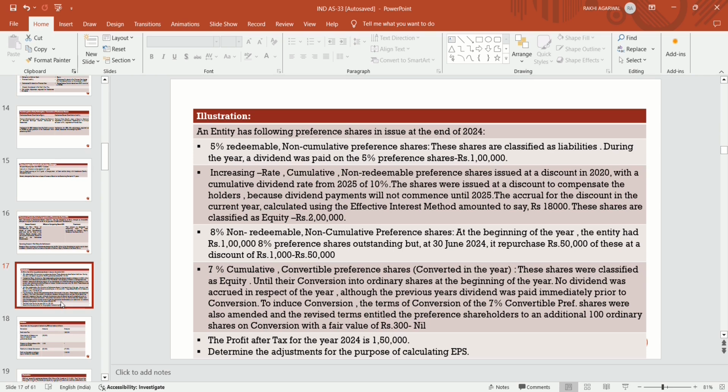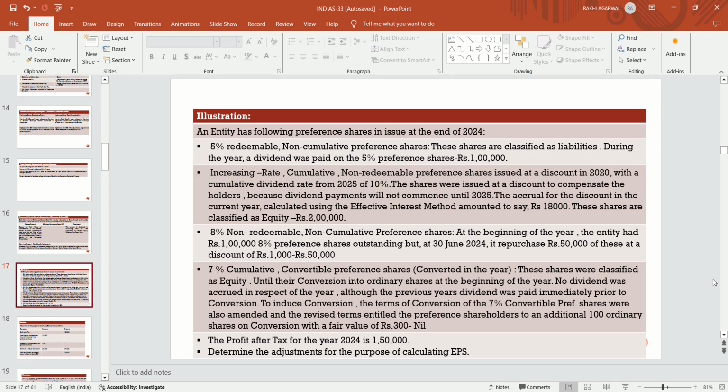Non-redeemable preference shares issued at a discount in 2020 with a cumulative dividend rate from 2025 of 10%. The shares were issued at a discount to compensate the holder because dividend payment will not commence until 2025. The accrual for the discount in the current year, calculated using the effective interest method, amounted to say rupees 18,000. These shares are classified as equity amounting to rupees.